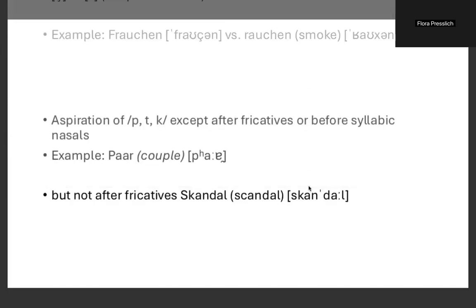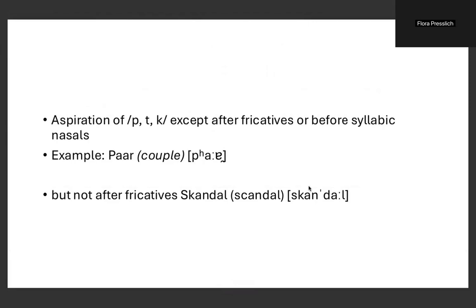Another phonetic phenomenon would be that German consonants can change depending on the environment they occur in. An example for this phenomenon would be the aspiration of certain sounds. Plosives like p, t, k are aspirated unless they follow a fricative or come before a syllabic nasal. A German example for that would be the word Paar, which translates to couple in English, and the counterexample for this phenomenon would be the word Skandal. Here the k comes after a fricative, and because of that surrounding, it's not aspirated. So Paar, sorry, and Skandal.